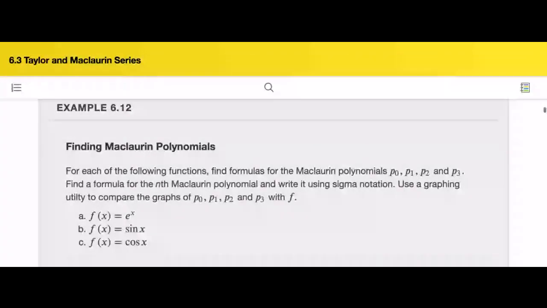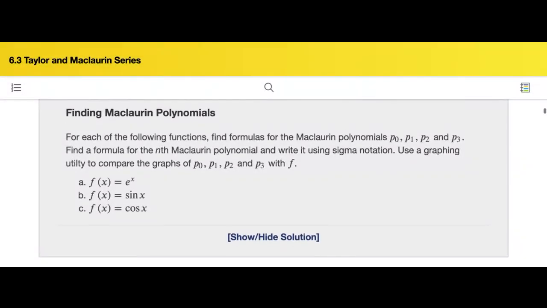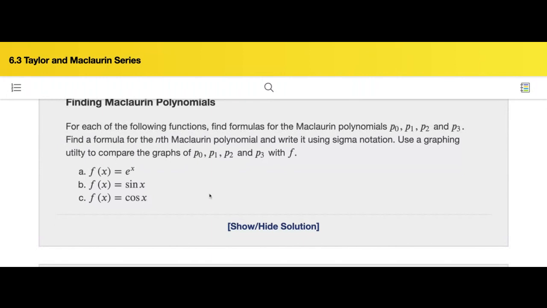Okay, Maclaurin polynomials, just, 0. So a equals 0. So let's see here. We want to find P0, P1, P2, P3. But for a, the function is e to the x, b, sine x, c, cosine x. All right, those are famous functions.